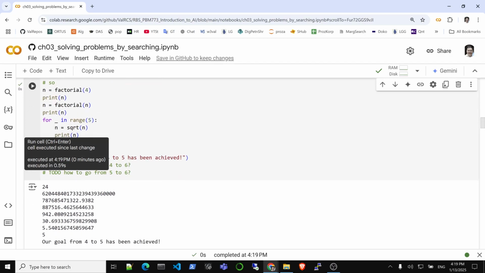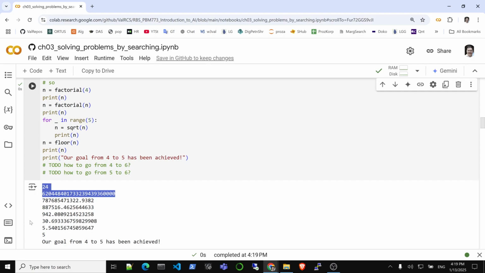So 24, look at this here. The factorial of 24 is this big number. Then we take a bunch of square roots and we get to 30, and that's 5-something, and we solve it.